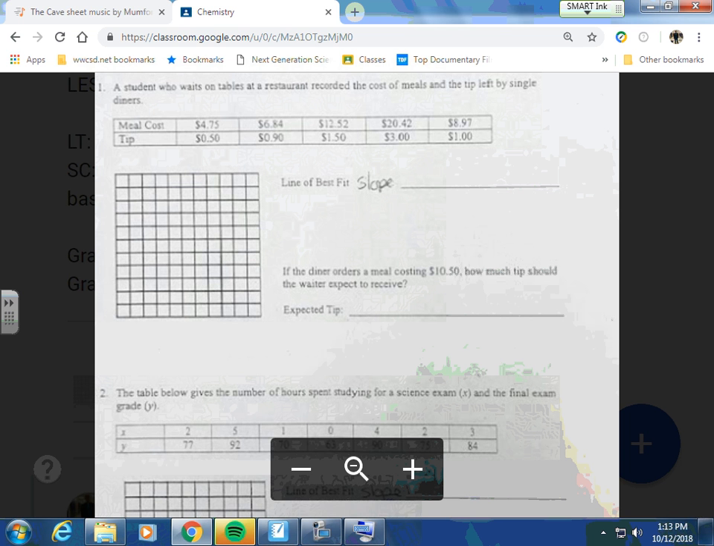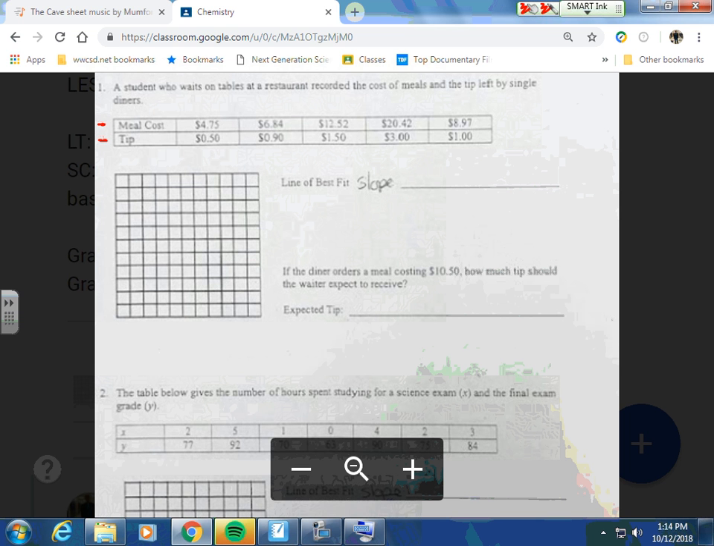All right? So the first thing we need to do is make sure there's a title. But sometimes it's a good idea to have our variables in place before we do that. We have to decide. We have two variables on number one here. We've got meal cost and we have tip. And we got to figure out which one we're going to make for the x-axis and which one we're going to put on the y-axis.